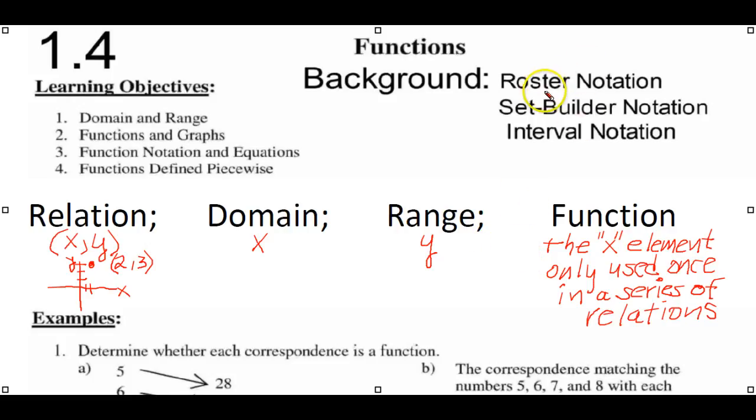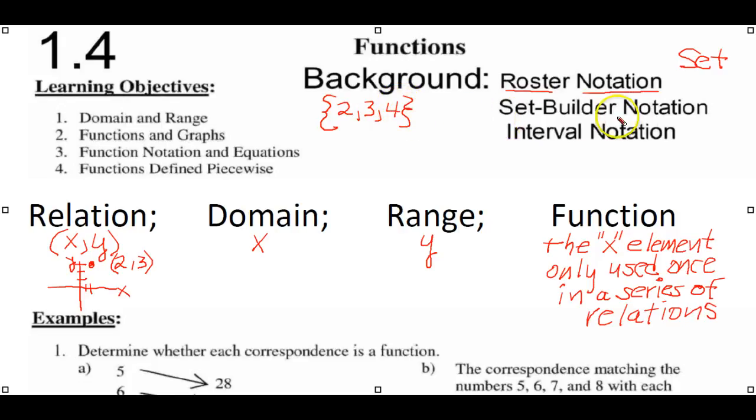Now, some other background material that you may or may not have brought in from other math courses is what we call roster notation. In roster notation, we just list items that are included in the set, and usually we're talking about sets of numbers. For instance, if we said the set of numbers between 1 and 5, we'd put a brace, and between 1 and 5 would be 2, 3, 4, and then we close it with a brace. So this would be roster notation, where we're listing the elements.